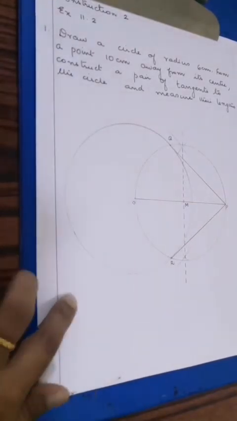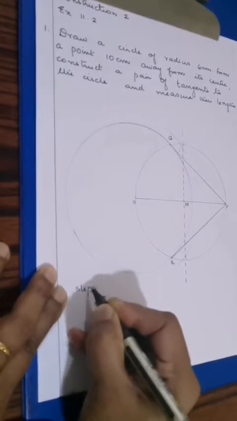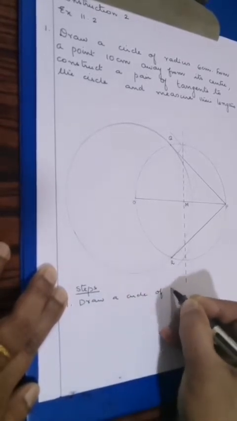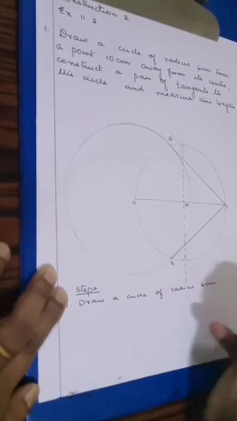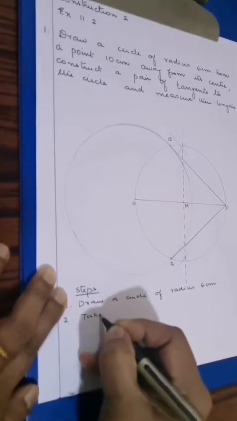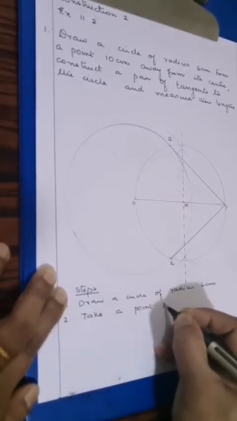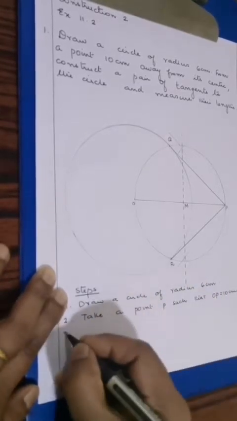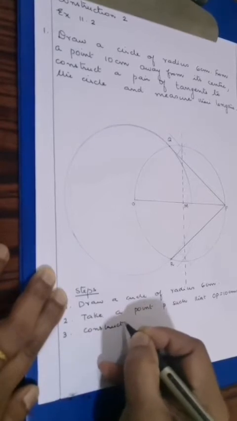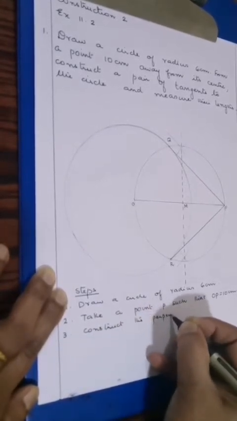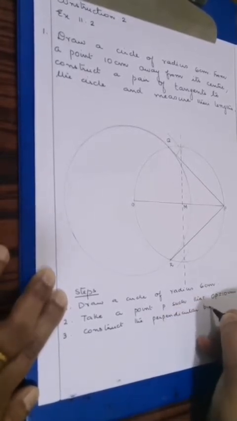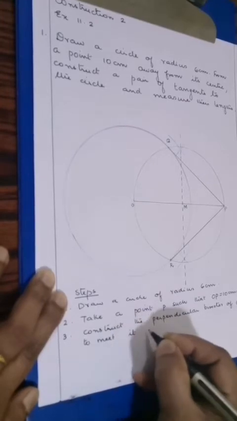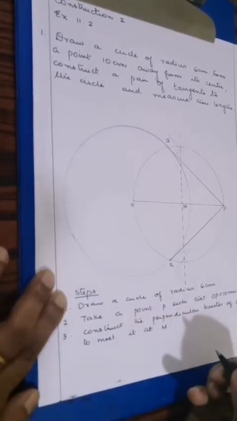So let's write the steps of construction. Step number 1, draw a circle of radius 6 centimeter. Step 2, take a point P such that OP is equal to 10 centimeter. Step 3, construct the perpendicular bisector of OP to meet it at M.